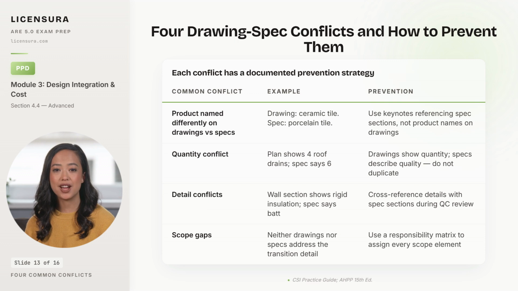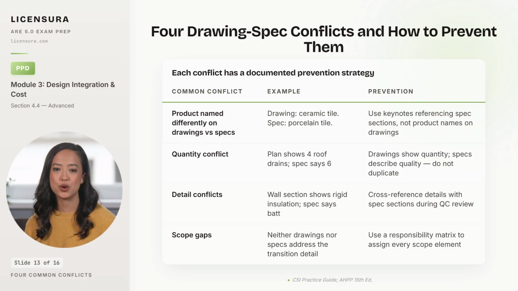The first is product naming. The drawing calls out one product, and the spec calls out a different one, and the contractor gets to pick whichever is cheaper. The fix is to use keynotes on the drawings that reference spec section numbers, not product names, so the drawing points at the spec, and the spec stays the single source of truth.